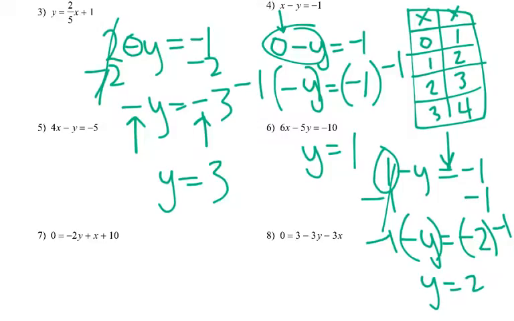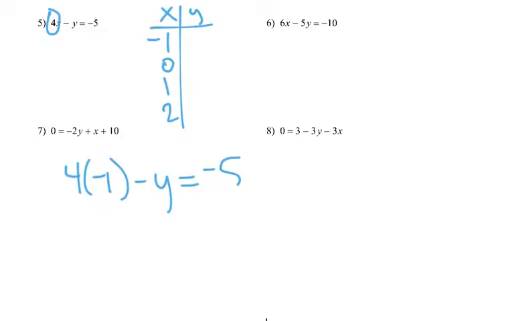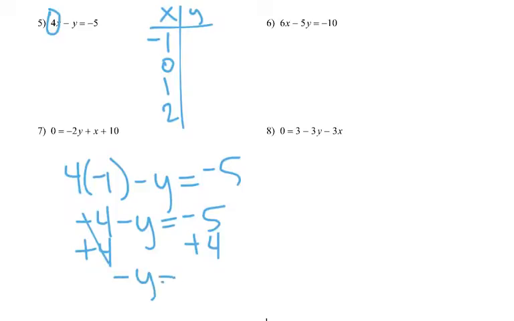Okay, so number 4, or I guess number 5, same idea. Okay, I've got 4x minus y. I'm going to choose x again. Pick some numbers. Plug in. Instead of x, I put negative 1 in. 4 times negative 1 is negative 4. Still minus y, still equal to negative 5. To get rid of a negative 4, I'm going to add 4. Because of my equation, I have to do the same thing to both sides. Okay, so I end up with negative y equals negative 5 plus 4 is negative 1. Times them both by negative 1 to get a positive 1.